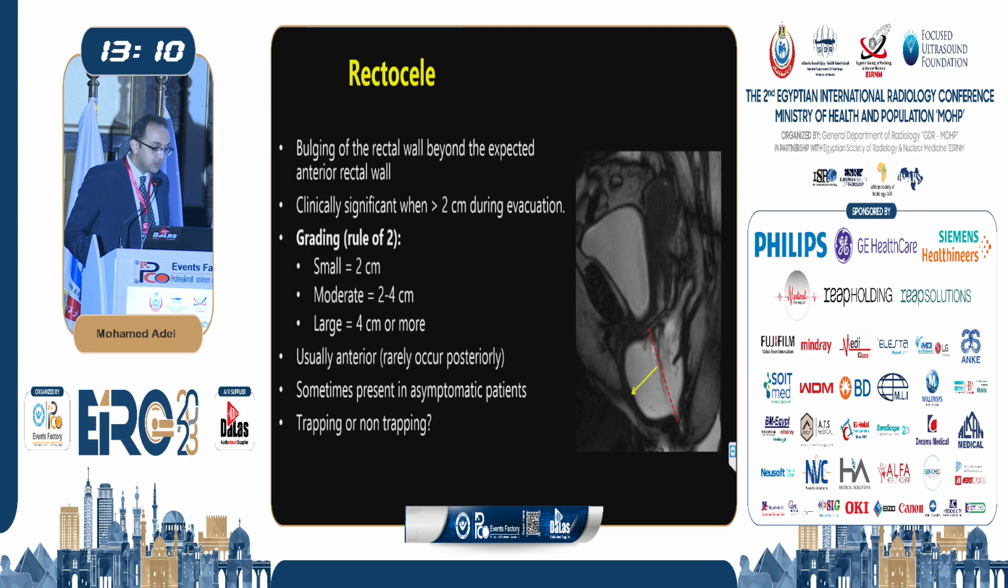So first of all, the rectocele is basically a bulging of the anterior rectal wall. You can see it over here. Bulging of the anterior rectal wall beyond the expected anterior rectal wall. It's usually clinically significant when it's more than 2 centimeters, but it can be present in normal volunteers. So it's not essential; the patient has to be complaining as well. We grade it using the rule of 2, which is small, moderate, and large, based on 2 centimeters, 2 to 4, and 4. Typically, it's more anterior. It can occur posteriorly, usually more post-operatively.